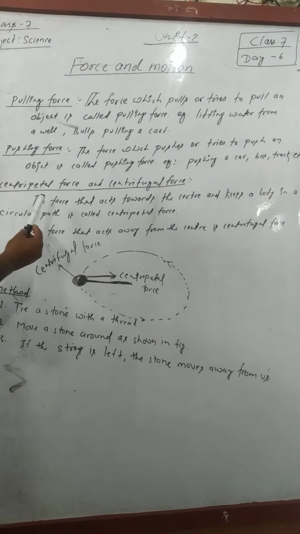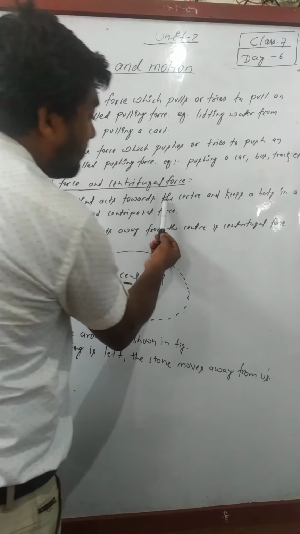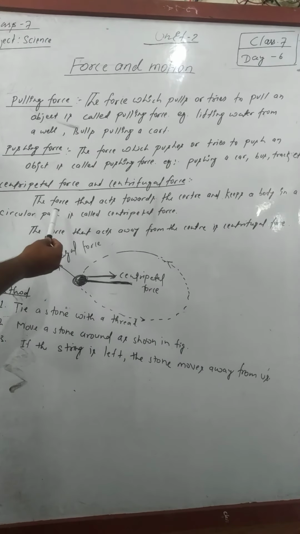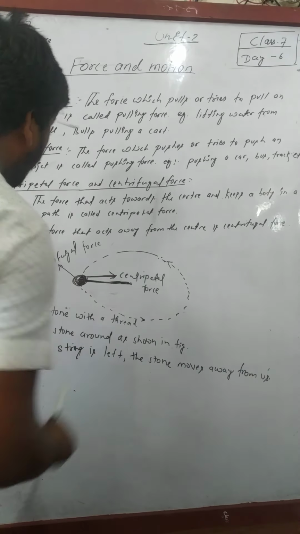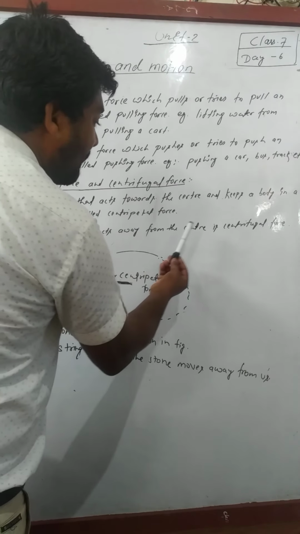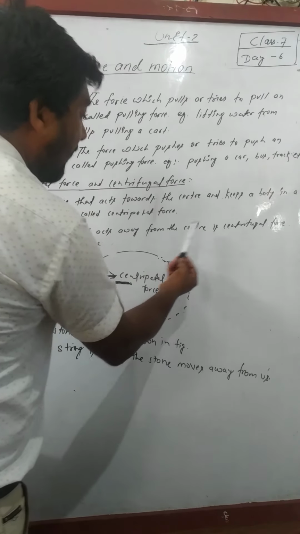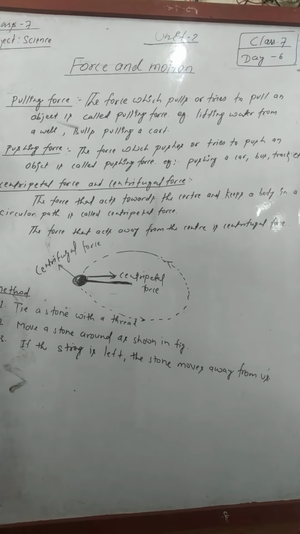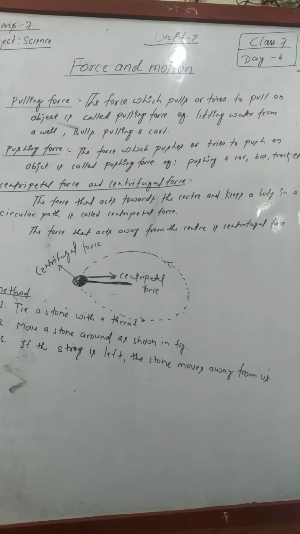So let's define it. The force that acts toward the center and keeps a body in a circular path is called centripetal force. The force that acts away from the center is called centrifugal force. After this, we will discuss number 4, and then number 5.